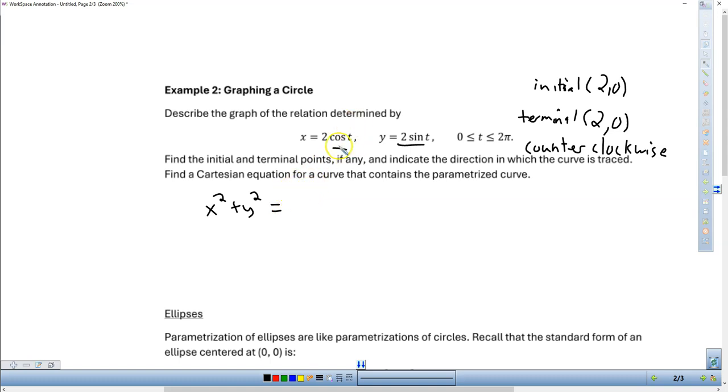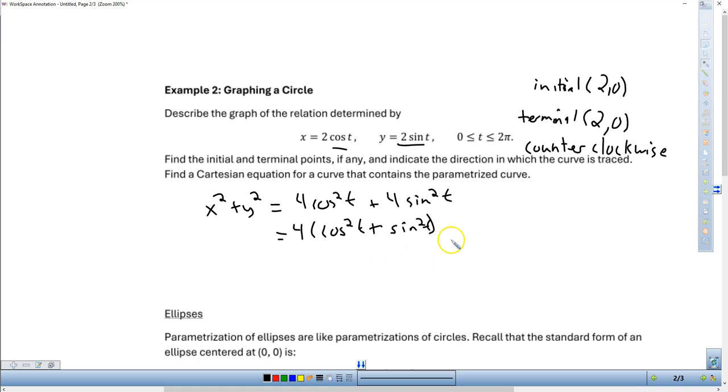Well, if we have 2 cosine t squared, that should end us up with 4 cosine squared t. And if we square the 2 sine t, we should end up with 4 sine squared t. And if I look at this, I can actually make my life a lot simpler by pulling out a common factor. So I can pull this 4 out here. So I get 4 times cosine squared of t plus sine squared of t.